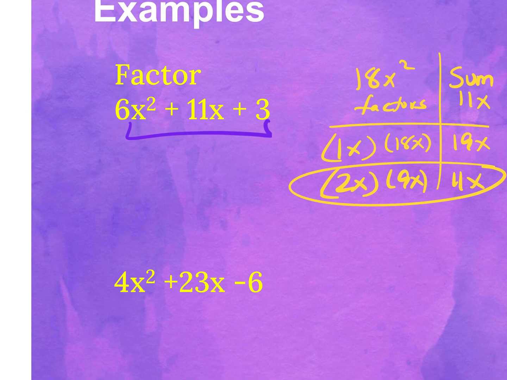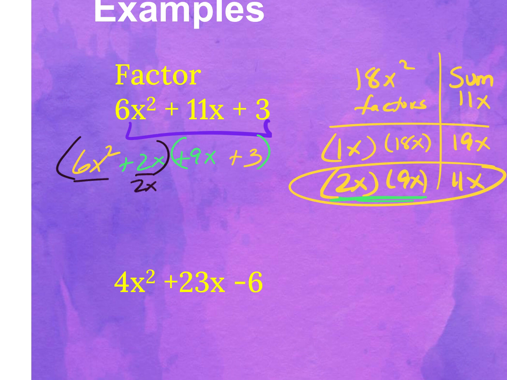So again, rewrite the first term. Replace the middle here with the two factors we just found. And again, the order that you place them doesn't matter. Make your groups. So let me make a black group here. And let's just do a green group. So the black group, my greatest common factor is 2x. Divide. I end up with 3x plus 1.